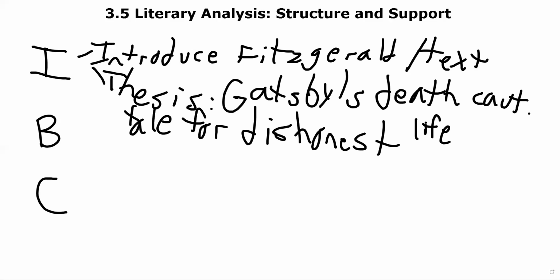So now let's make some room for our body. So what would we focus on? Our body would be our evidence, the things that we are going to use to support our thesis statement. So Gatsby's death being a cautionary tale for a dishonest life, that is going to be our argument throughout the novel, or rather our essay. We need to prove that this theme is actually relevant and true as it pertains to the book.